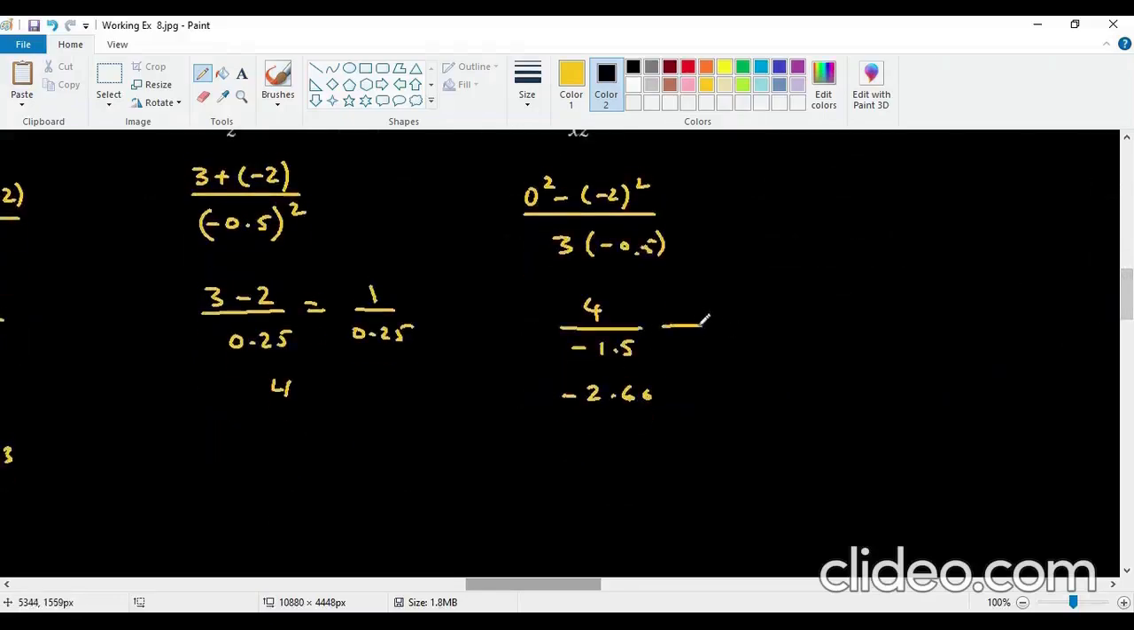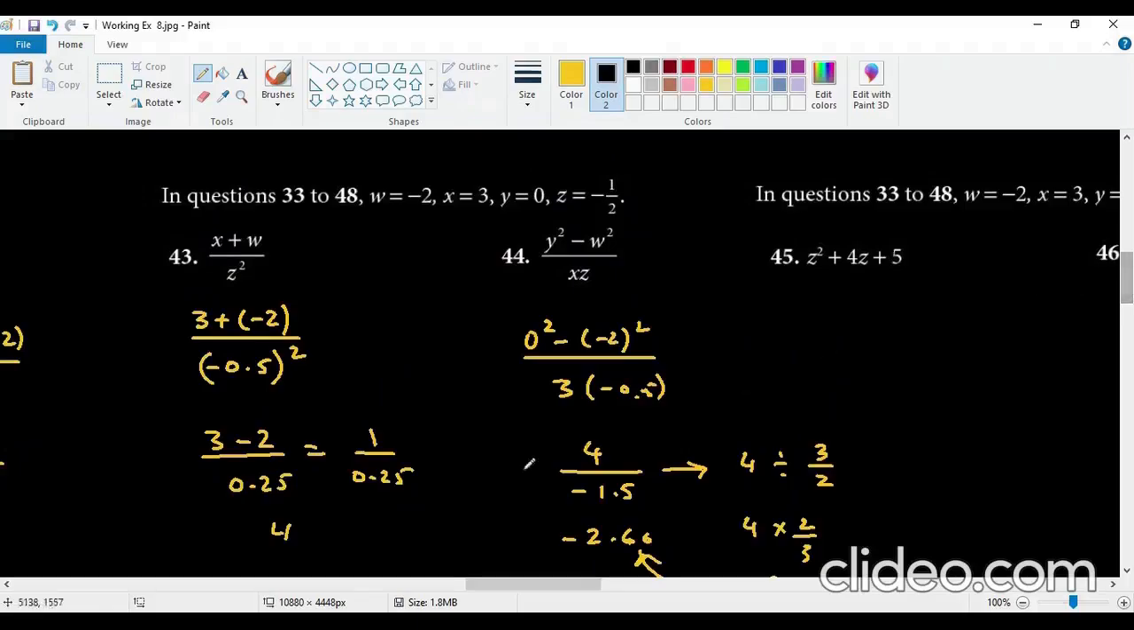Or there is another way of simplification. 4 is divided by 1.5, which means 3 over 2. So 4 times 2 over 3 is going to give you 8 over 3, which equals 2.66. So when 8 is divided by 3, it's going to give you the same as 2.66. Both are ways, and use whichever you feel is going to help you.